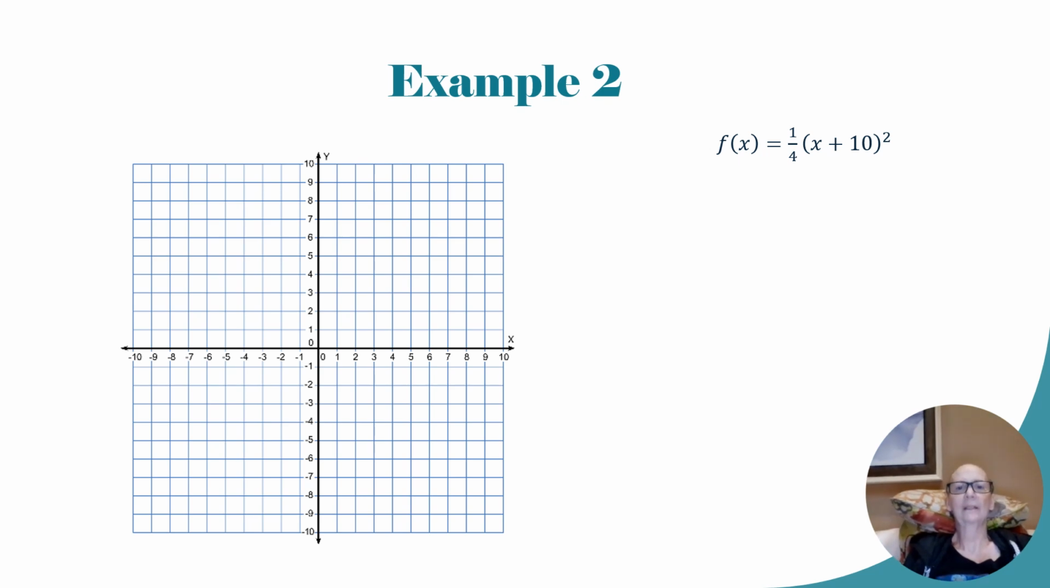So I have my second example. It's the same thing. It's still in vertex form. So I'm going to find my vertex. What makes the inside of the parentheses 0, which is -10, and the number outside the parentheses, which there isn't one. So it's 0. Now I'm going to do my table. My multiplier, or my a, is 1/4.